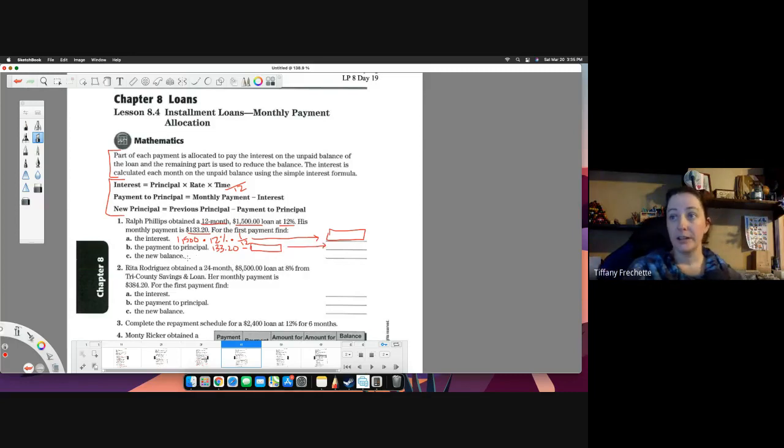The new balance is going to be his $1,500 minus the payment to principal. So we're going to subtract the payment to principal we did in part B. Okay. So this is part A, and this is part B.